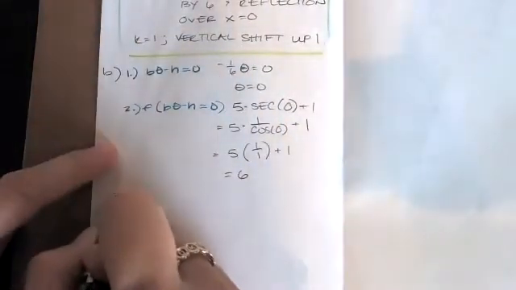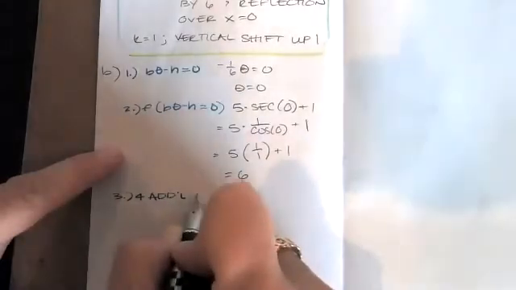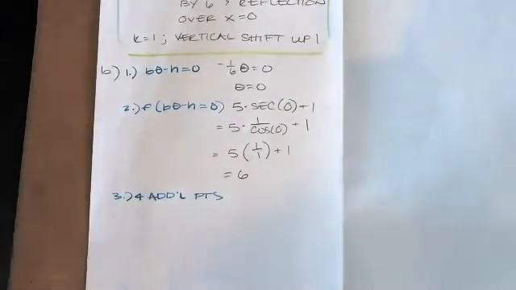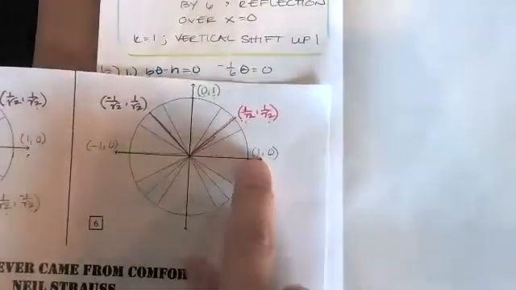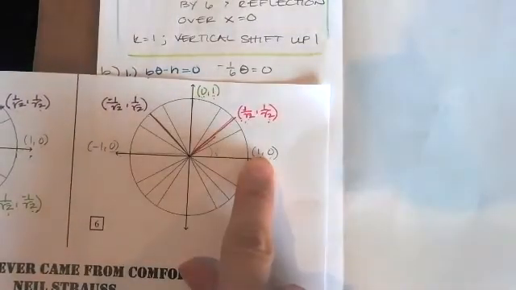Yeah, 1 over the cosine. Okay, so the cosine of 0 is just 1 because it's the x, right? Yeah, so this is the angle 0 and the x-coordinate is 1, that's the cosine.